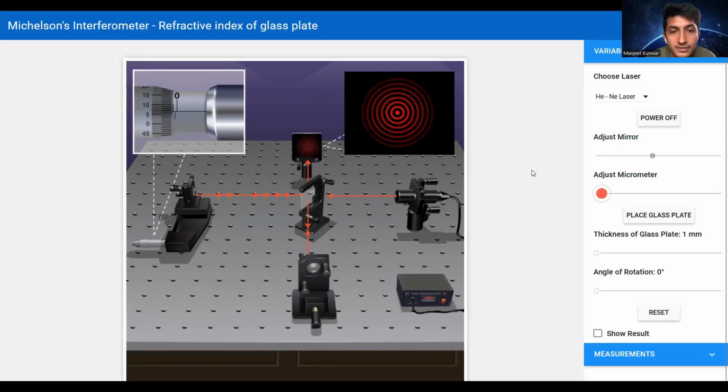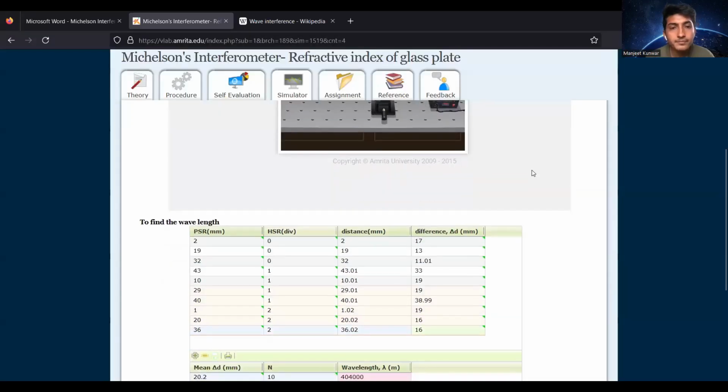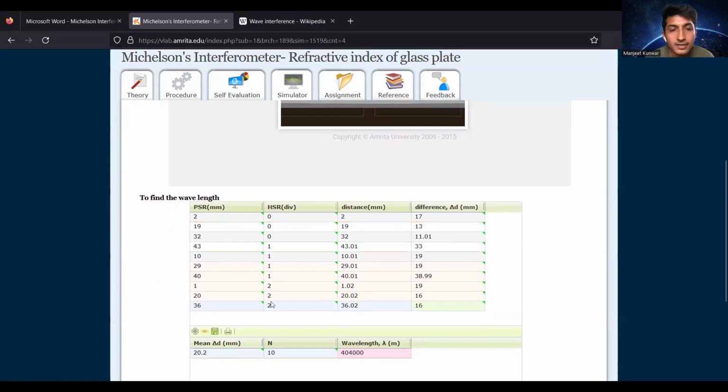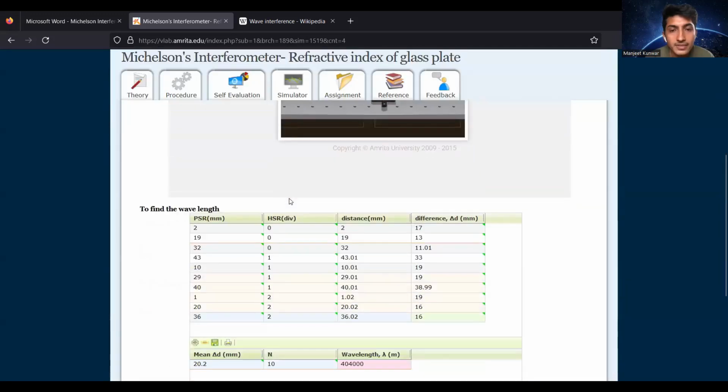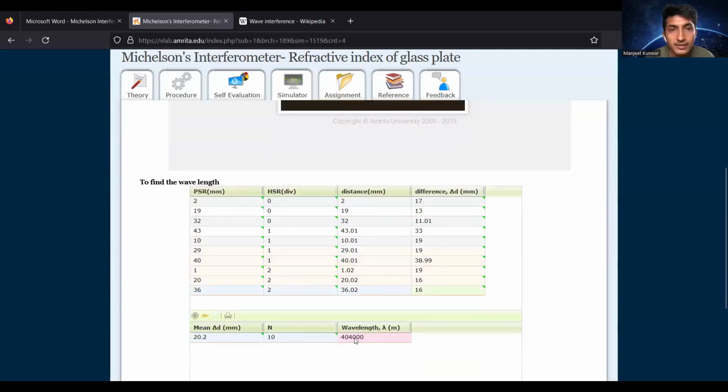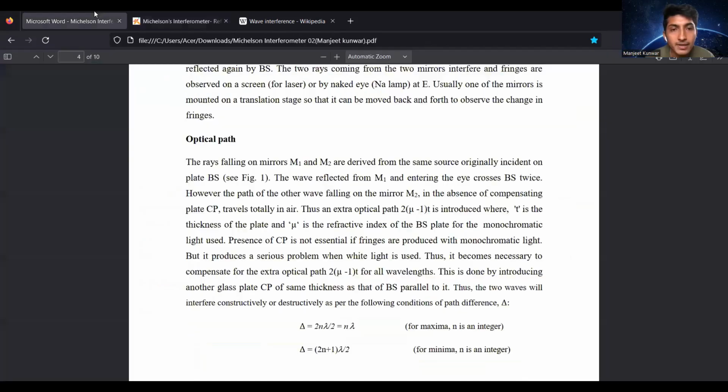observations as follows. And I have written down the observation. This is perpendicular scale reading, this is horizontal scale reading, and distance, and we have to count the difference, and take the mean of the difference and number of orders, which is 10, which I counted 10 times, and we have obtained the wavelength, which I mentioned in my PDF.